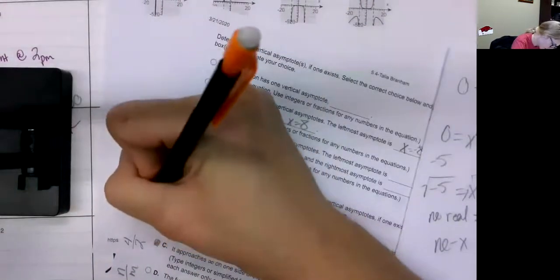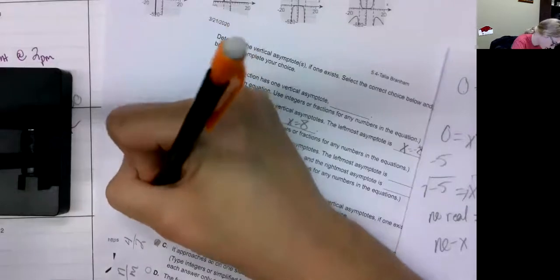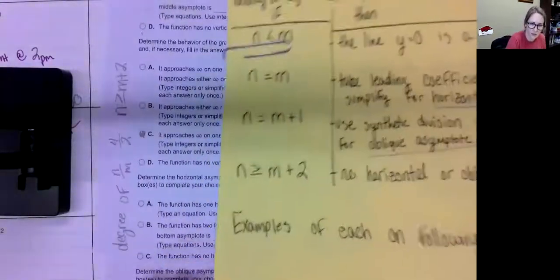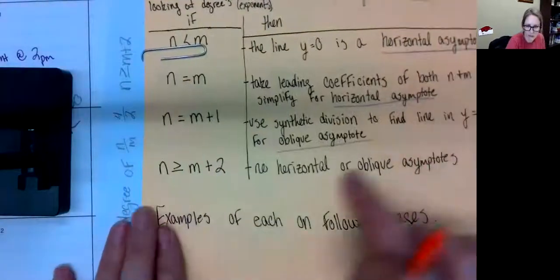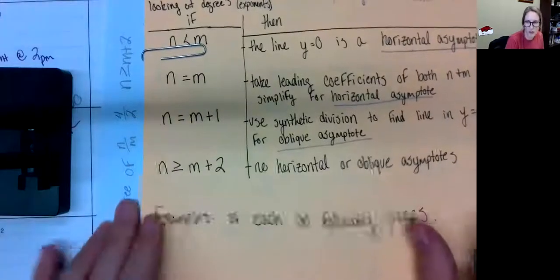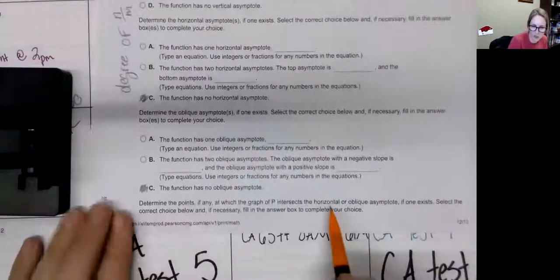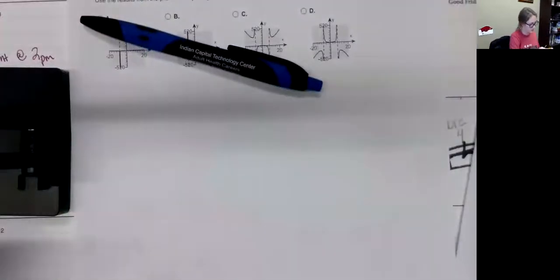So this would be our greater than or equal to n plus 2 option. And if we pulled that to look at it, none. So we don't have a horizontal or oblique asymptote. So that makes it nice for these next ones. There is none. And then this one is the question over where does it intersect? Well, there is none. So we'll keep up with that.